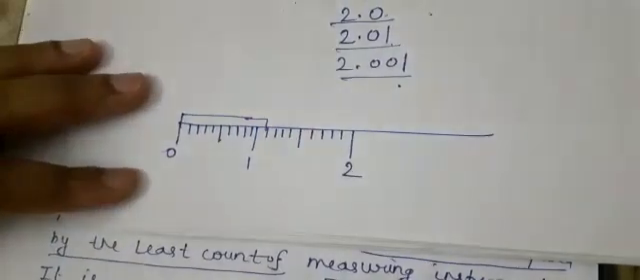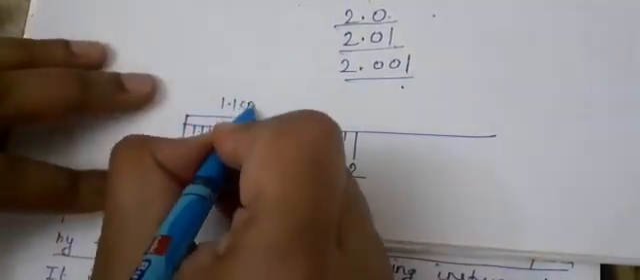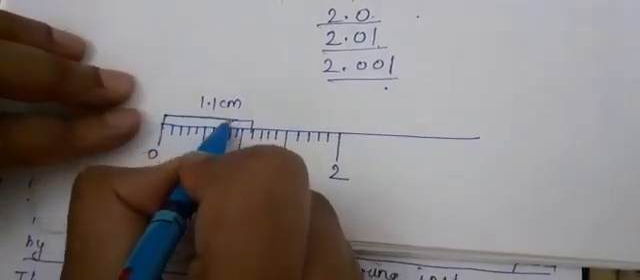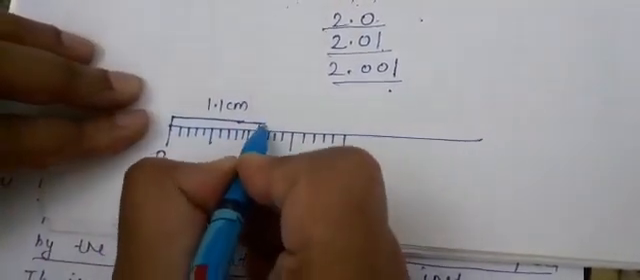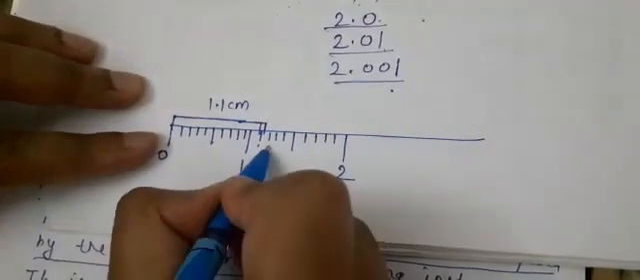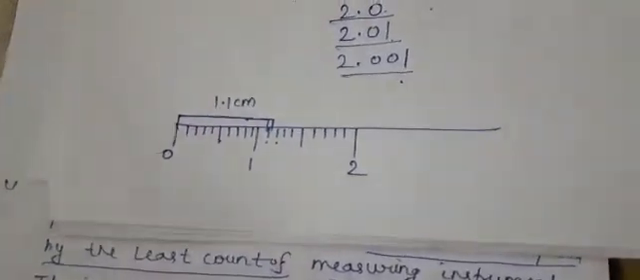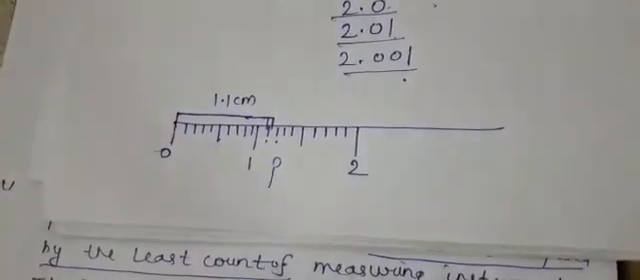Now, if I am placing the object like this, what can be its measurement? 1.1 centimeter. Right? But if I place an object which is lying in between these two, can I take it as 1.1 or 1.2? What should I take?